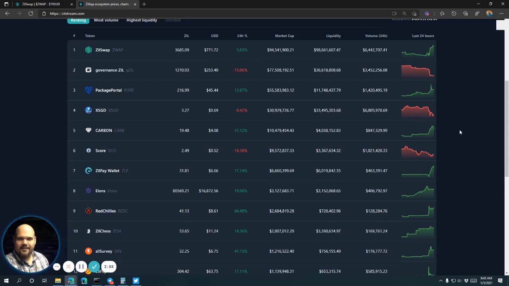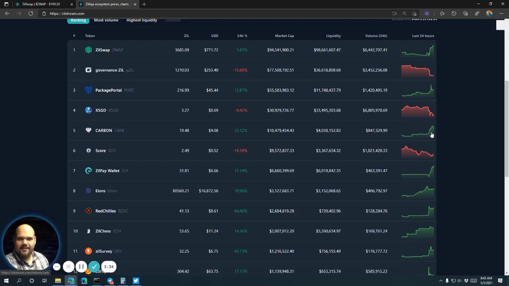If we take a look at ZilSwap, it's up. If we take a look at Package Portal, it's up. Carbon is up. We're seeing a lot of rise. If you look at areas like I'm highlighting here on the screen, this is a consistent trend that you don't normally see for this particular collection of tokens.